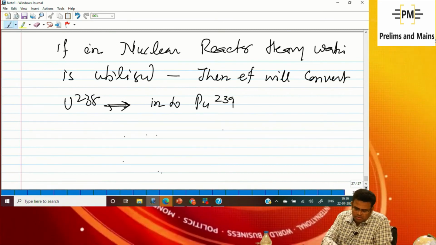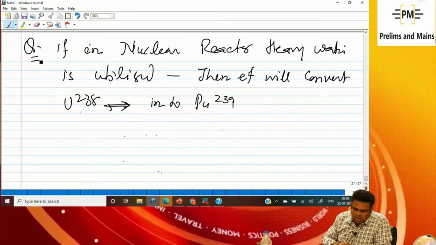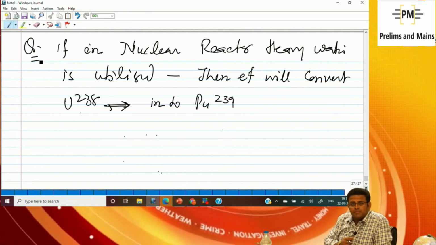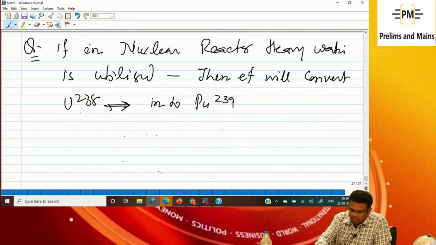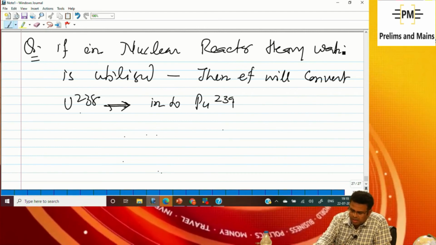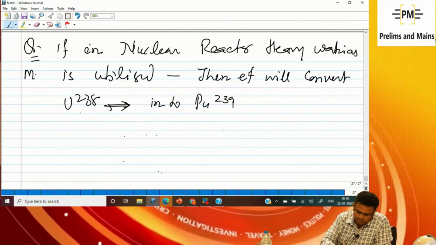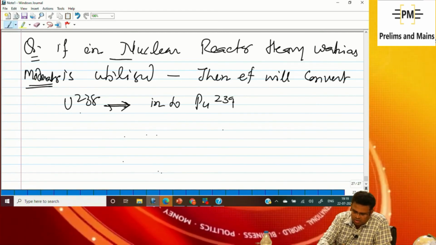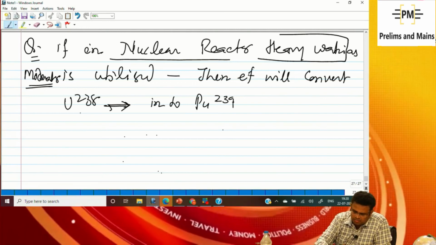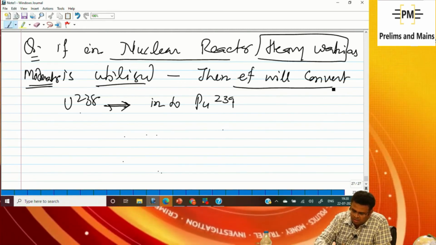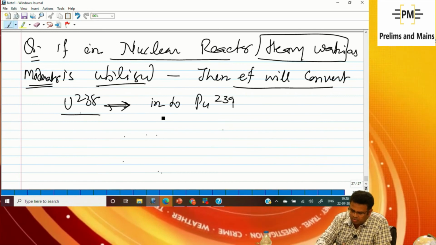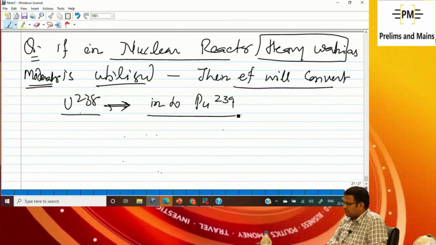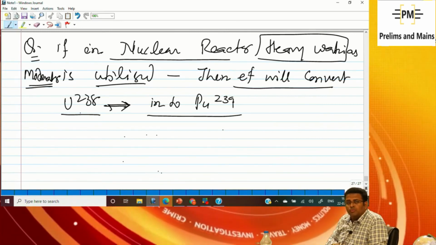My next question is, if in a nuclear reactor heavy water is utilized as moderator, then will it convert uranium-238 into plutonium-239 or not? Yes or no?